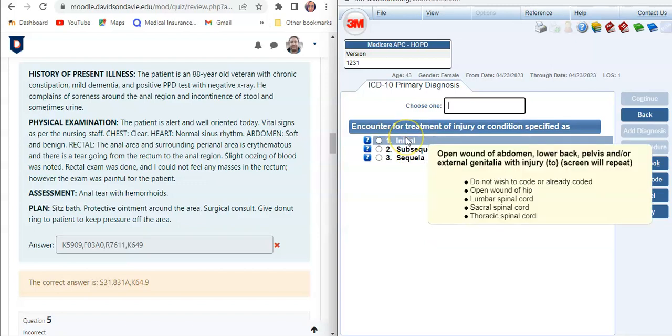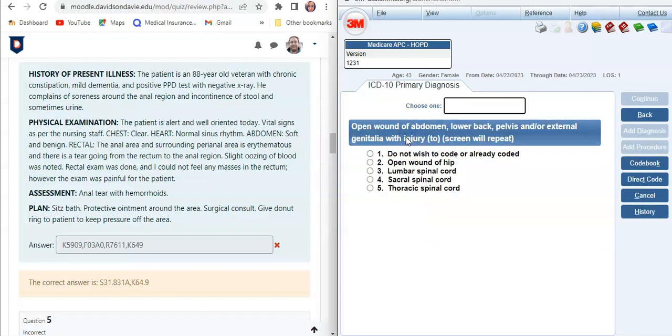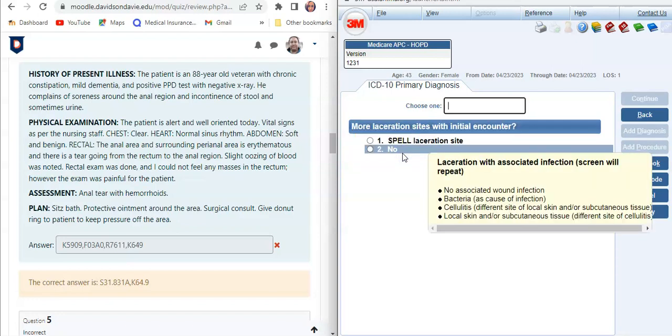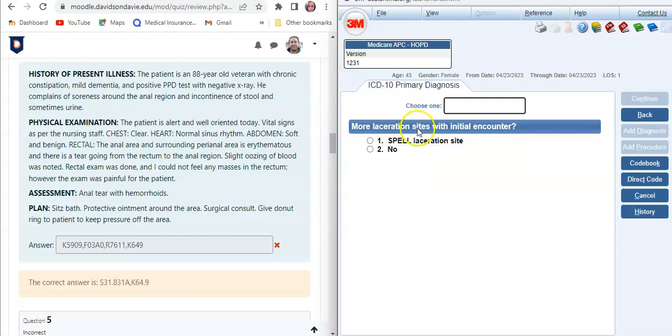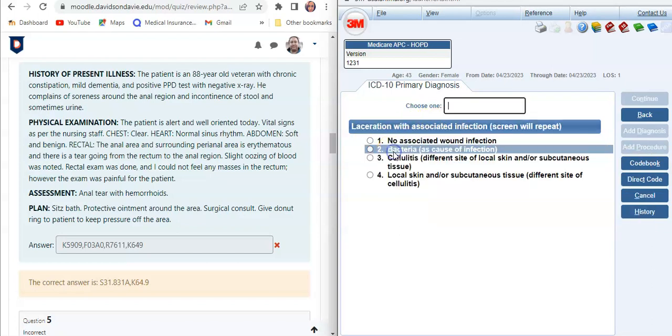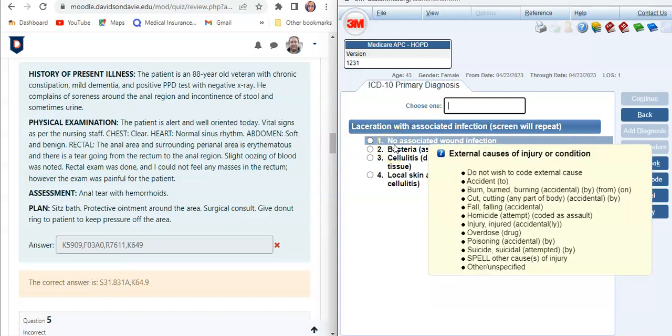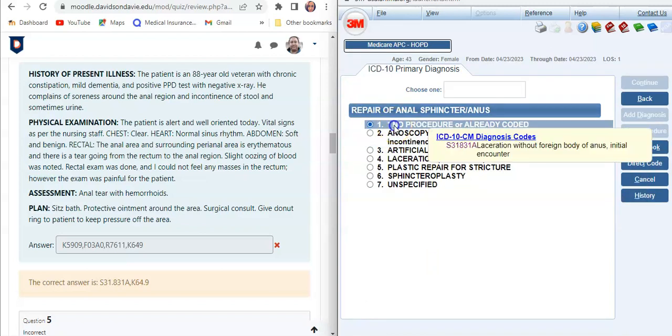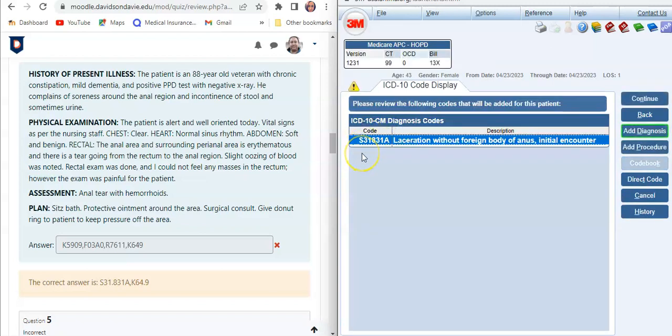It looks like this is the first time it's happened. And none of this stuff really goes with what we're trying to do. More lacerations with this encounter? Nope. Associated with a wound infection? No, it doesn't say it was. I think we're done. So our first code is going to be S31.831A.